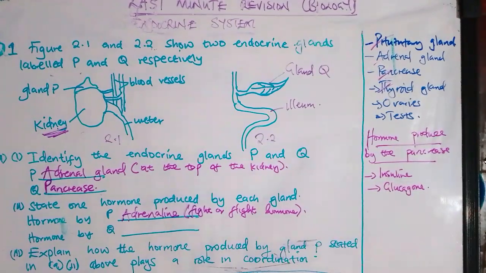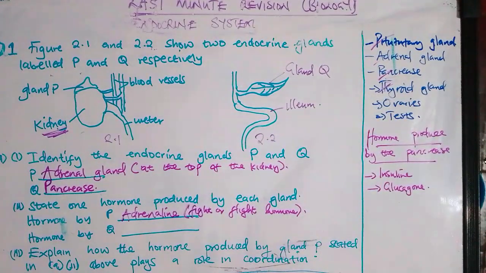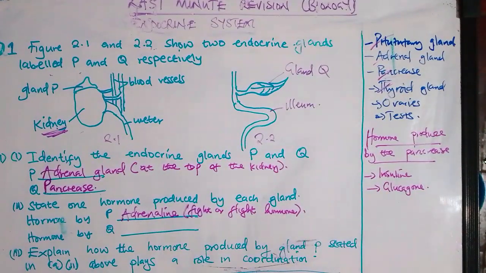So these are the 2 hormones which you need to remember whenever you hear the word pancreas. The pancreas, as an endocrine organ, produces insulin and glucagon. So here you can pick any. You can either pick insulin or glucagon.